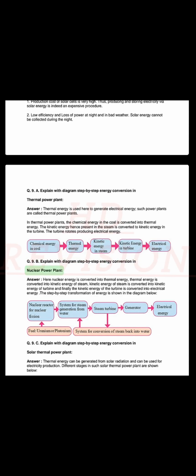Q. No. 9. B. Explain with diagram step-by-step energy conversion in nuclear power plant. Answer: Here nuclear energy is converted into thermal energy. Thermal energy is converted into kinetic energy of steam. Kinetic energy of steam is converted into kinetic energy of turbine, and finally the kinetic energy of the turbine is converted into electrical energy. The step-by-step transformation of energy is shown in the diagram below.